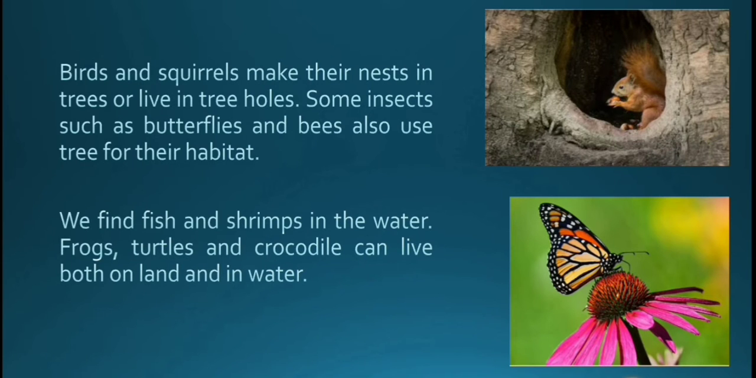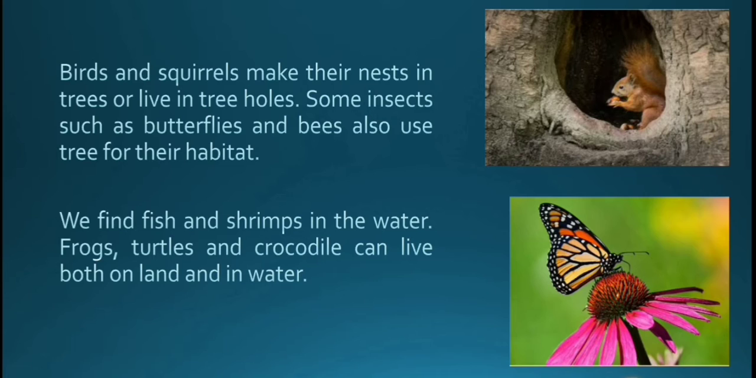Now birds and squirrels make their nests in trees or live in tree holes. Some insects such as butterflies and bees also use trees for their habitat. So in the picture we see a squirrel lives in a tree hole, and in another picture we see a beautiful butterfly. It sits on a flower. So butterfly, bee, they use tree as their habitat. And also birds and squirrel, they make nest in tree hole or on the tree.